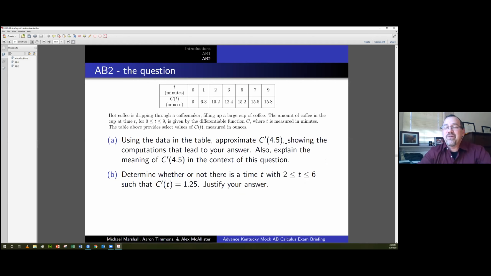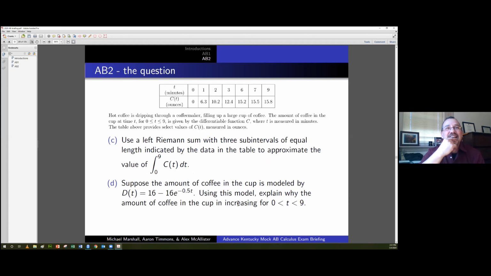We want them to approximate C prime of 4.5, showing their work. And then explain the meaning of C prime of 4.5 in the context of the question. We're asking them to determine whether or not there's a time where C prime of t is equal to 1.25 and justify that answer, right? Calculus teachers, we're thinking mean value theorem is going to be our friend here. And hopefully our calculus students are too.